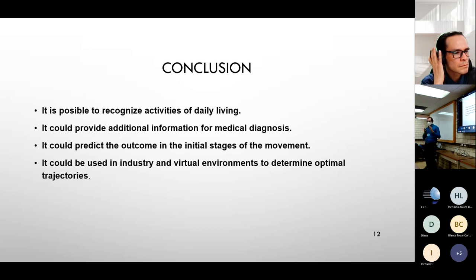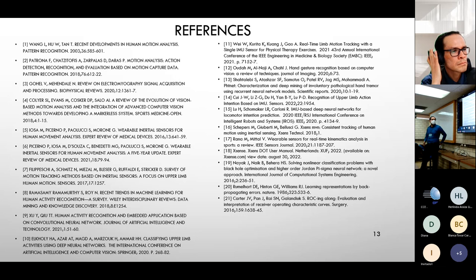We could determine if the movement is being done according to what a characteristic curve could be for each of the movements. It could predict the outcome in the initial stage of the movements according to the patterns that we get for each of the movements. And this information could be used in industry and in virtual environments to determine optimal trajectories for industrial robots or for applications of the virtual environments. That's all. Here are my references.